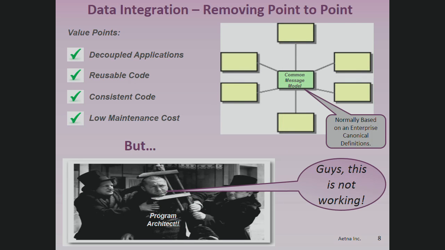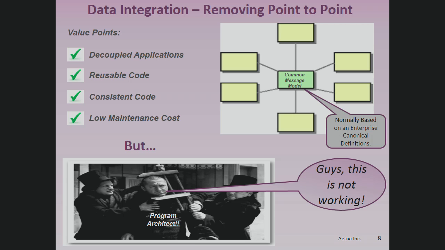So for those who have been in IT for a while, the whole concept of decoupling applications by some sort of common message model that is shown here is not new. When service buses started coming into the fore in the 90s, this idea of a common message model was proposed to allow for applications to be decoupled from one another. Not a bad idea. Having a common model is a way to decouple applications. You get a lot of value: decoupling, reusable, consistent, lower maintenance cost.